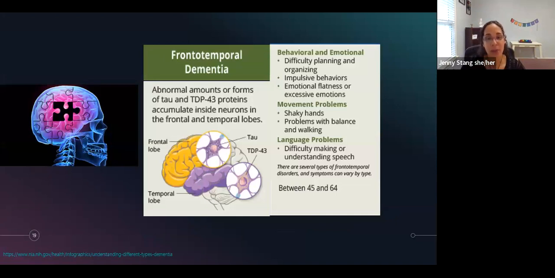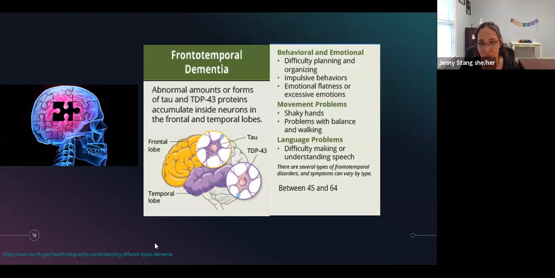It's caused by abnormal amounts or abnormal forms of tau and TDP-43 proteins that accumulate inside neurons in the frontal and temporal lobes. So again, we're looking at proteins depositing where they're not supposed to deposit. This can cause symptoms like behavioral and emotional symptoms, difficulty planning and organizing, impulsive behaviors, emotional flatness, or excessive emotions. So from one side of the spectrum to the other.